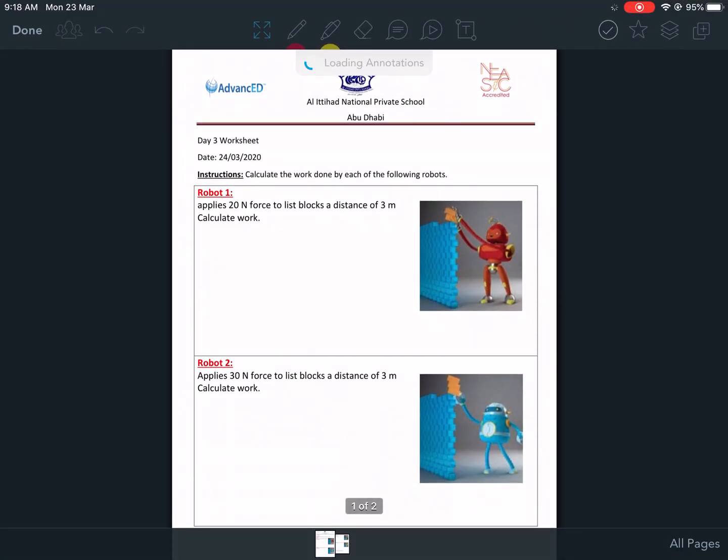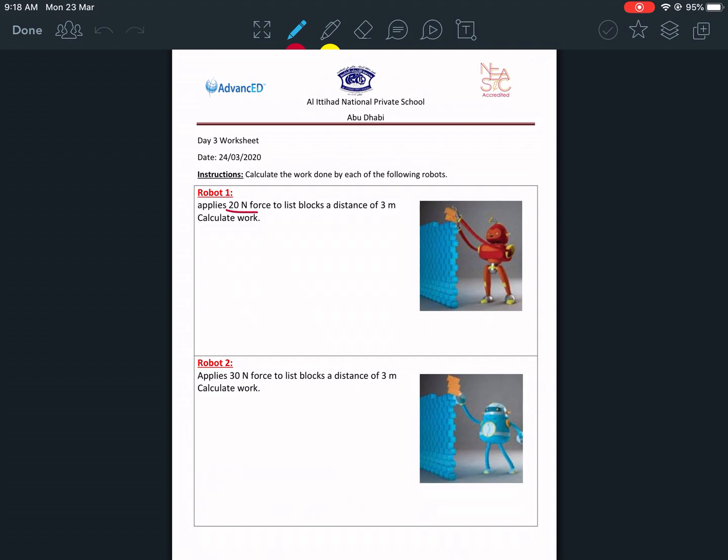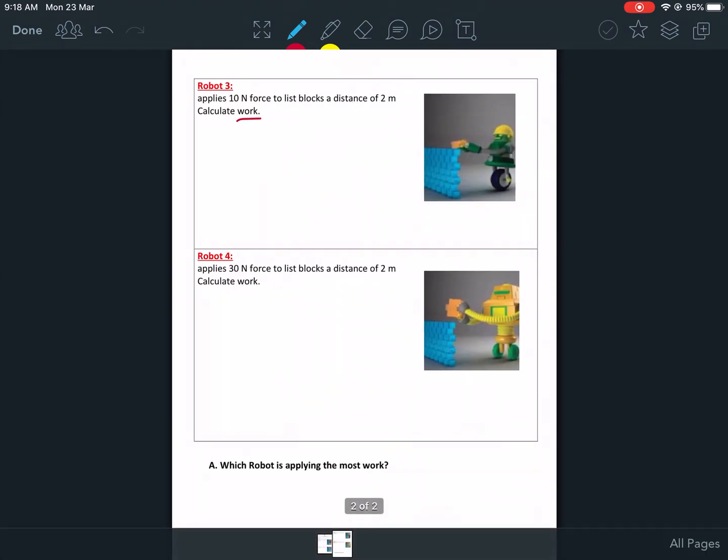You have to calculate the work for robot 1. They gave you the force and distance. Okay, they said calculate work. Sorry, not force, work. So they said calculate work. Same thing for robot 2. You have to calculate work. They gave you force and distance. Same thing for 3. They gave you force, distance. Same thing for robot 4, force, distance.